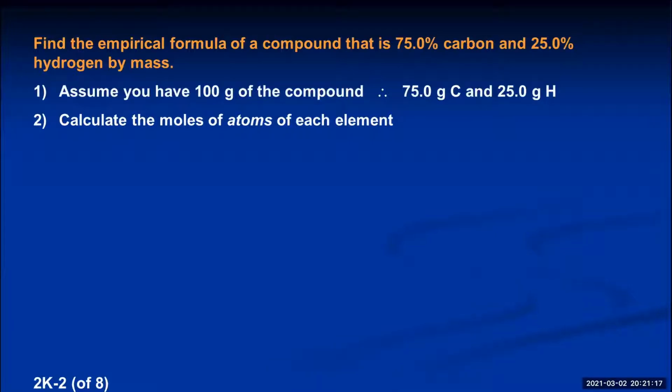An empirical formula is the simplest ratio of the atoms of the different elements that make up a compound. And so we're going to want to calculate the moles of atoms of each element. So whether something in its natural state is diatomic like hydrogen, or maybe octaatomic like sulfur, we don't take that into account when doing an empirical formula determination.